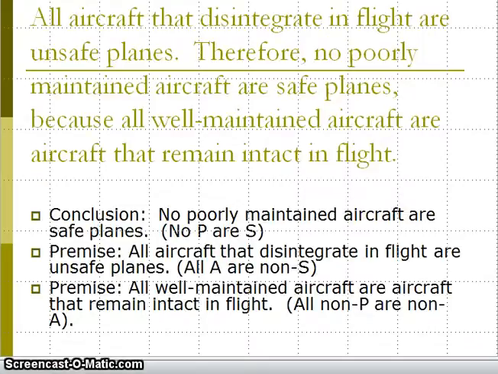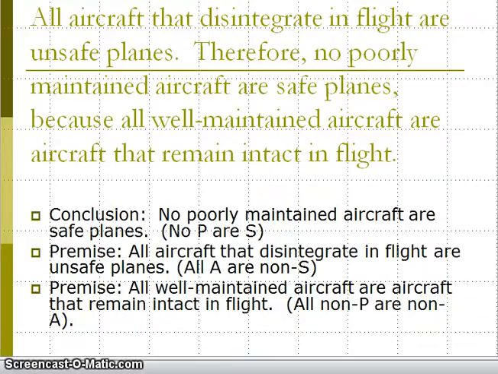Okay, so let's look at an example here. All aircraft that disintegrate in flight are unsafe planes. Therefore, no poorly maintained aircraft are safe planes, because all well-maintained aircraft are aircraft that remain intact in flight. The first thing we do, and we've talked about this multiple times throughout the semester, is find the conclusion. This one's kind of easy because the word therefore gives it away. So we know that our conclusion is no poorly maintained aircraft are safe planes.